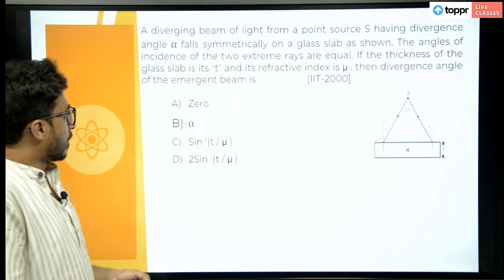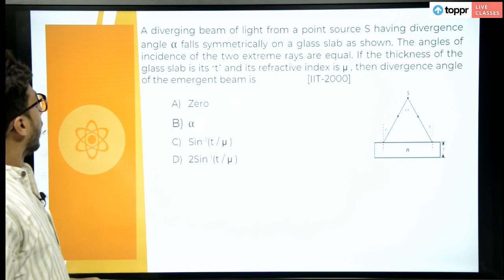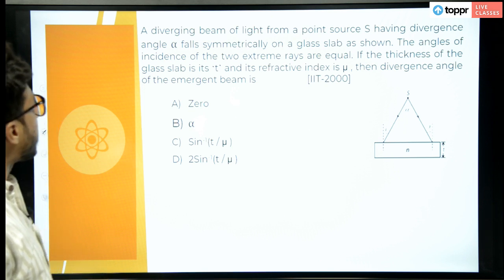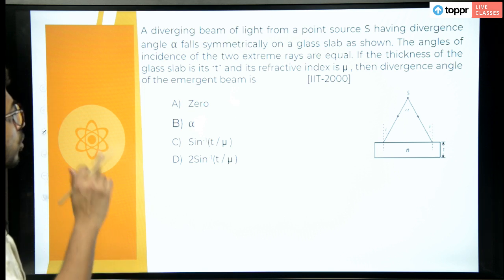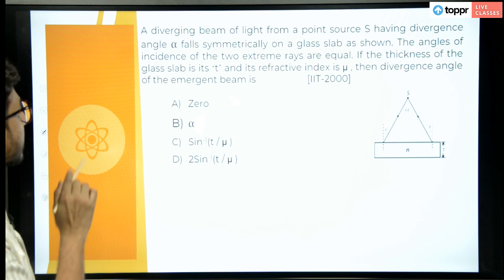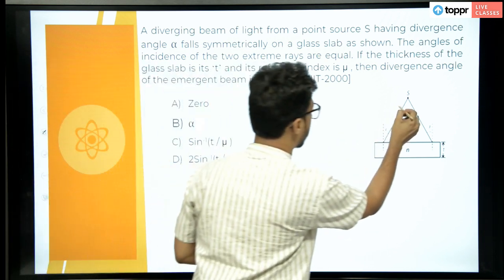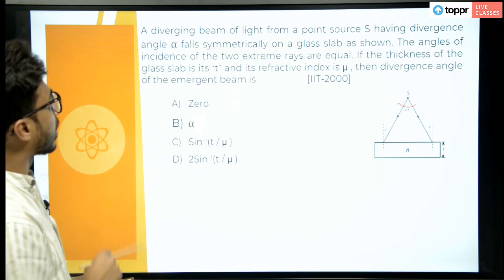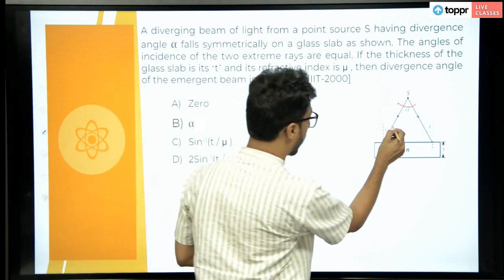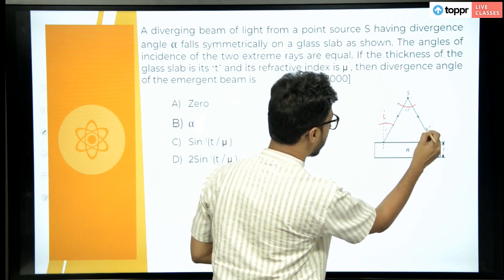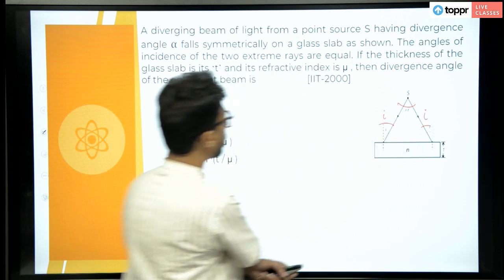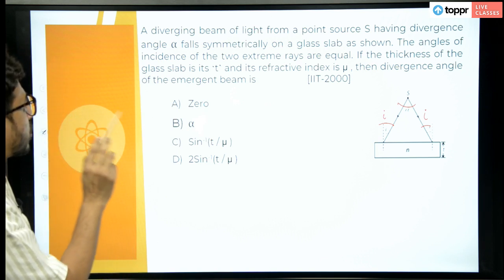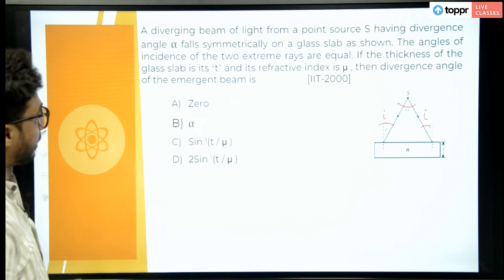We'll try to solve as many problems. Third problem. A diverging beam of light from a point source S having divergence angle alpha, so this is the divergence angle, falls symmetrically on a glass slab. See, symmetrically it is falling. So this is also I, this is also I. As shown, the angles of incidence of the two extreme rays are equal, right?